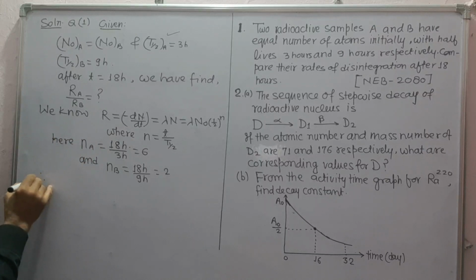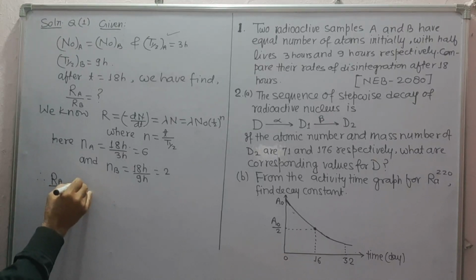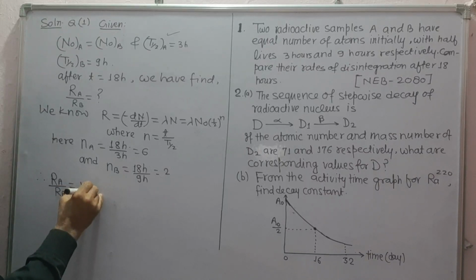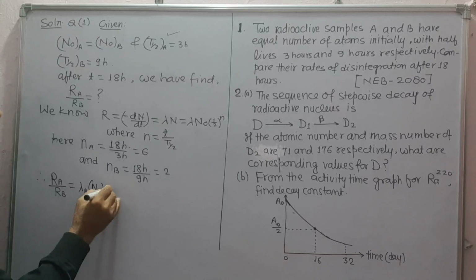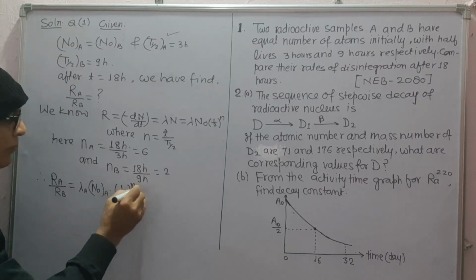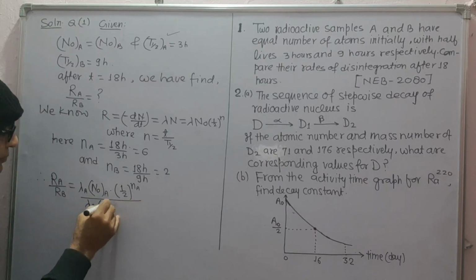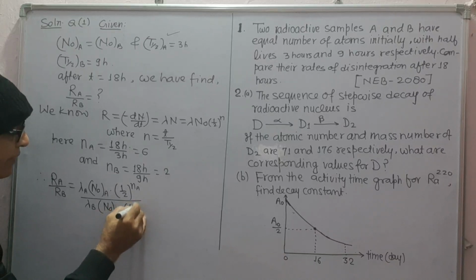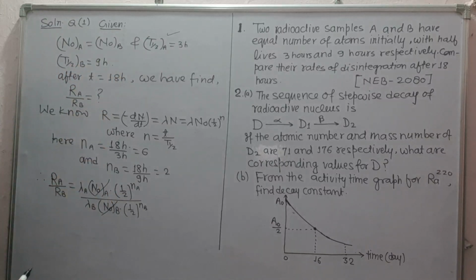Therefore, the required ratio will be equal to R A upon R B, which is, from this relation, lambda of A, N naught of A into 1 by 2 to power n A upon lambda B, N naught B half power n B. N naught A and N naught B are equal, therefore they cancel out, and lambda is equal to 0.693 upon T half.